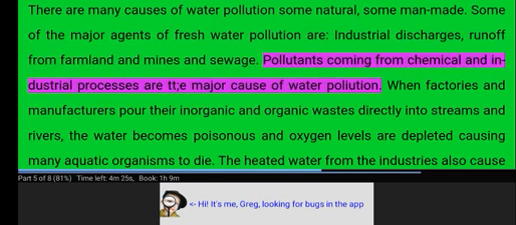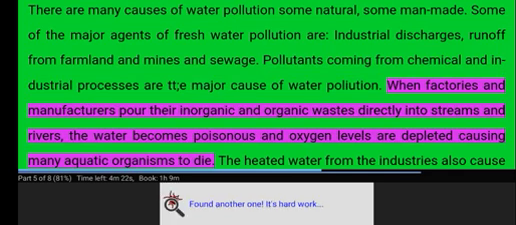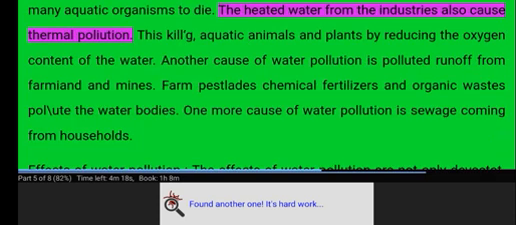Pollutants coming from chemical and industrial processes are a major cause of water pollution. When factories and manufacturers pour their inorganic and organic wastes directly into streams and rivers, the water becomes poisonous and oxygen levels are depleted, causing many aquatic organisms to die. The heated water from the industries also causes thermal pollution. This kills aquatic animals and plants by reducing the oxygen content of the water.